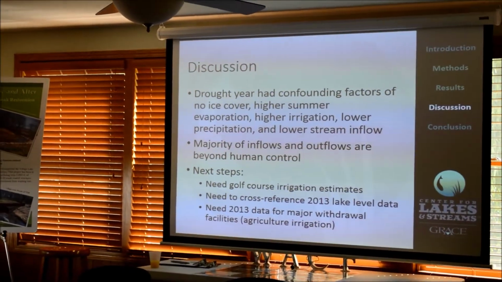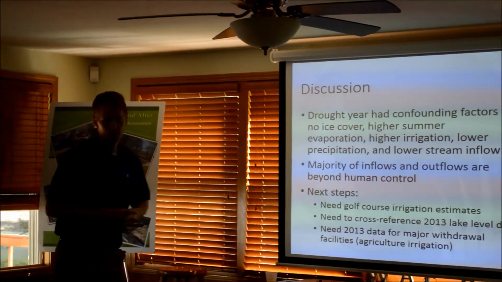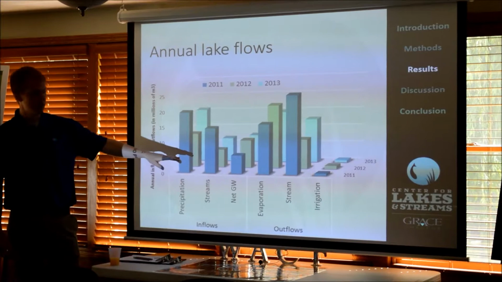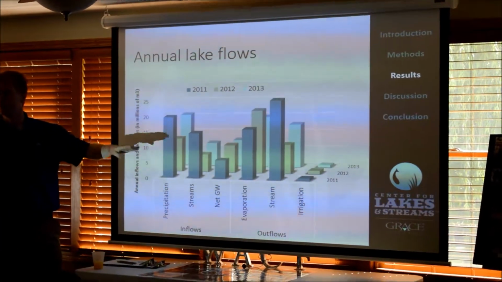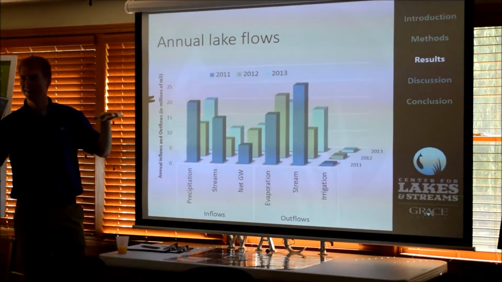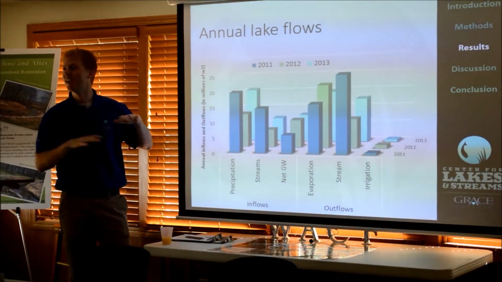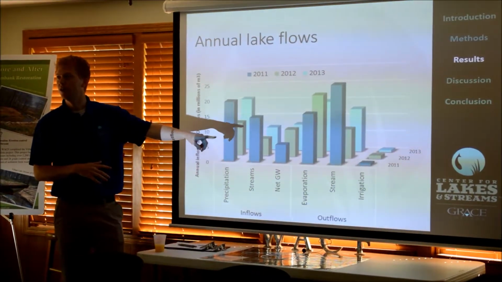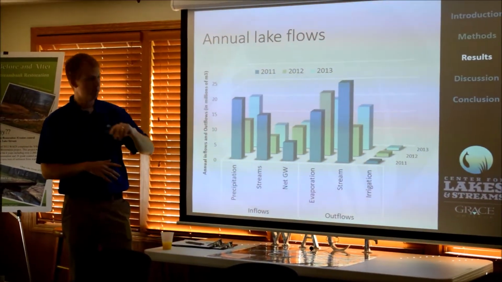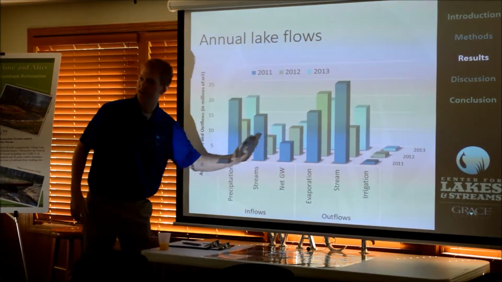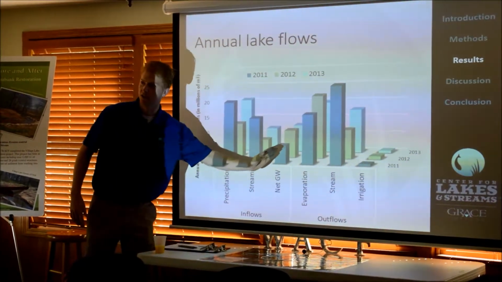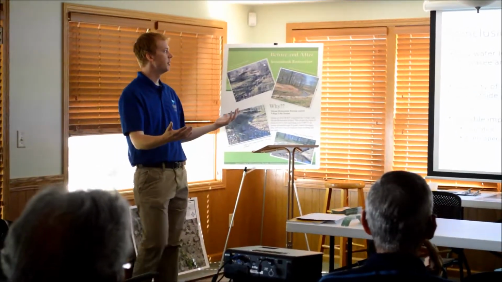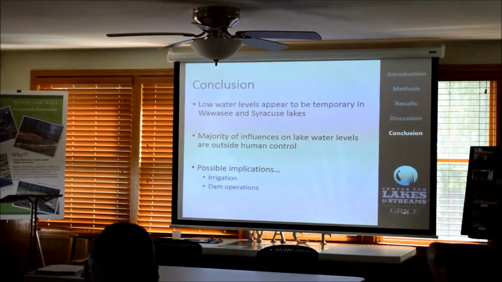The majority of the inflows and outflows are beyond human control, right? We can't do anything about precip, streams in, groundwater, evaporation, other than maybe we could put a huge pool cover over Lake Wawasee in the summer, right? We can't control any of those things. What we can control is the stream outflow and irrigation. Those are the only two things. But the vast majority of what's going on in Lake Wawasee water levels is over here in these four components. So we can only sort of tinker with it just a little bit, and it would appear to be temporary. The majority of influence is beyond our control.